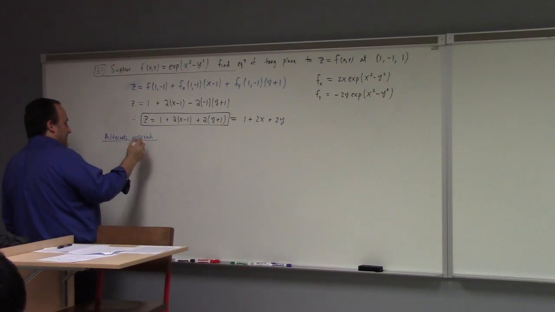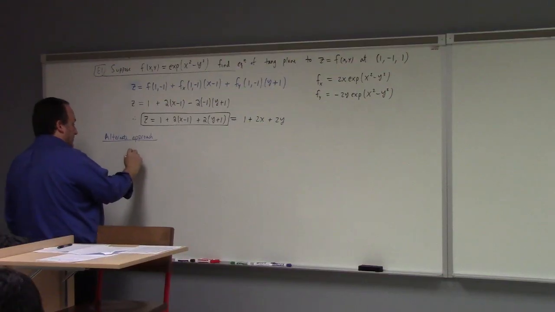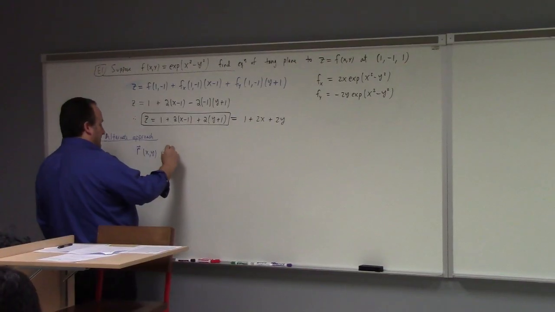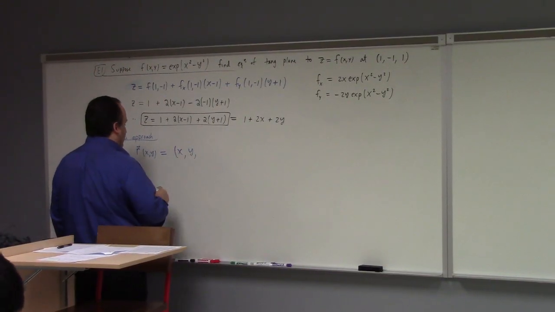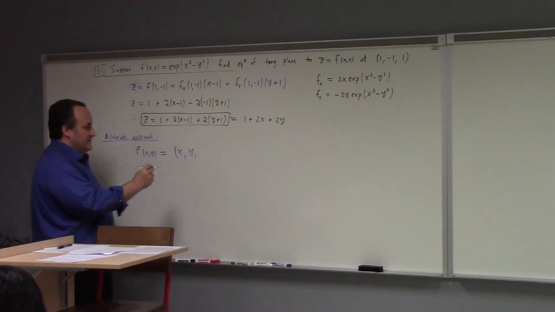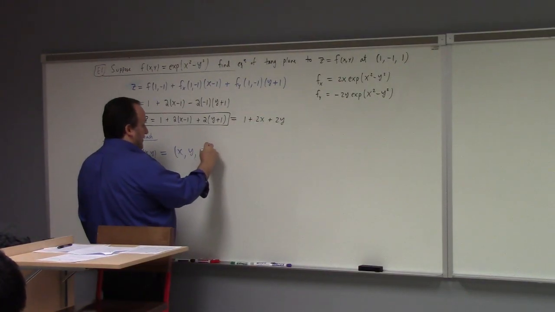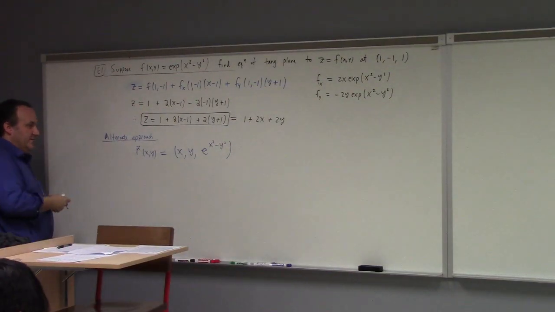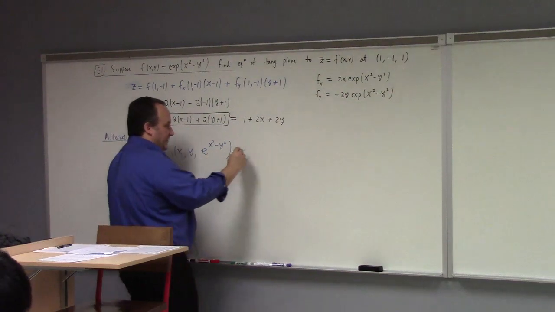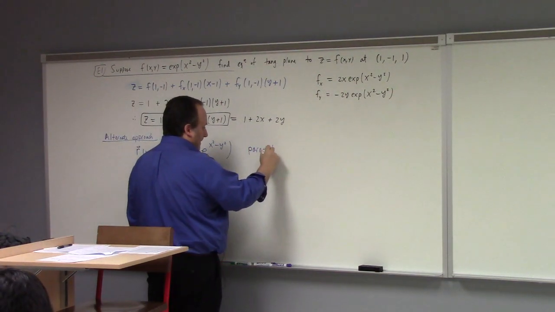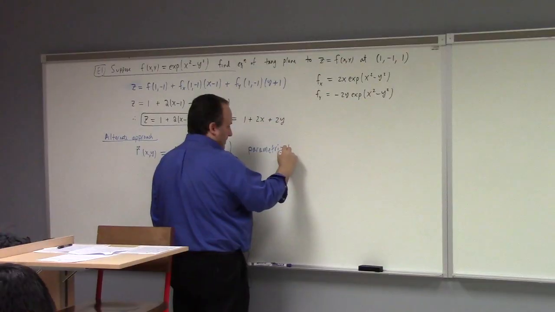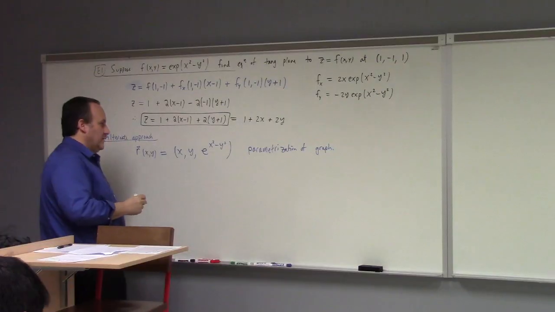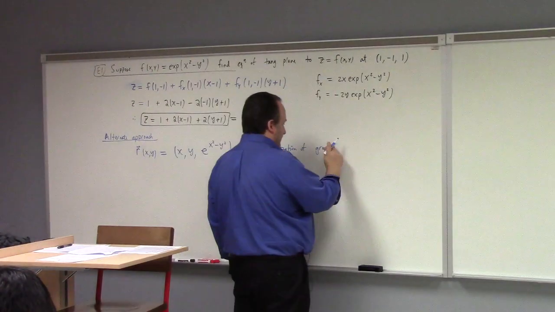But if we wanted to look at it parametrically, we could parameterize using x and y in this case. So if I use x as a parameter, y as a parameter, then what's my formula for z? Well, e to the x squared minus y squared, right? So if you did that, this is a parameterization of the graph z equals f of x, y, right?